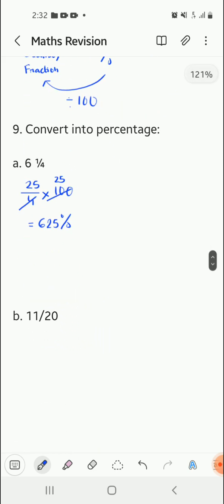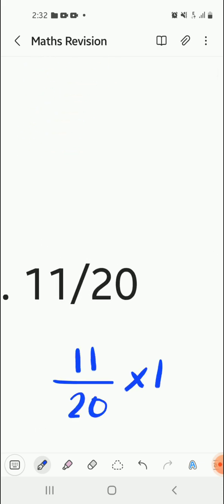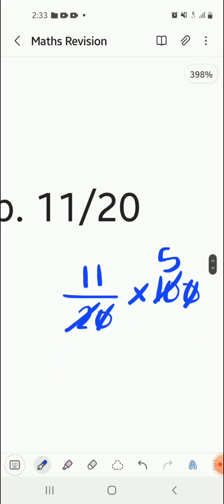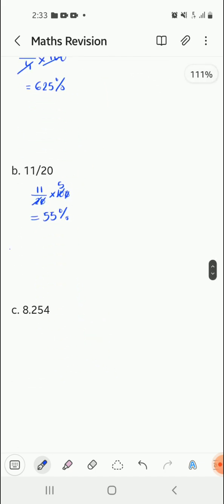Moving on to the next question, 11 by 20. Again, converting a fraction into percentage means multiply the given number with 100. Let's do it. 10 and 2 get cancelled. We get 5. 5 into 11, 55%. Remember, putting this percentage sign is very, very important when we are converting. Otherwise, you don't get any mark.